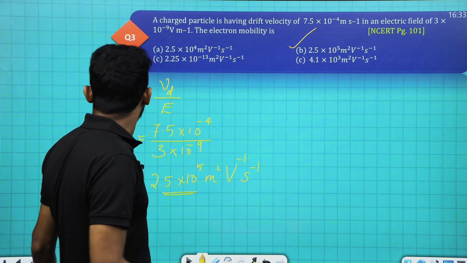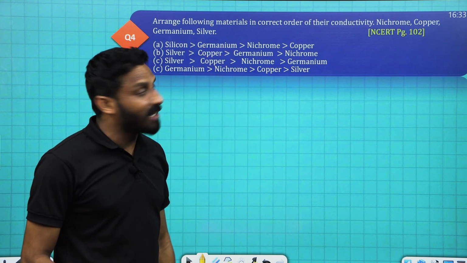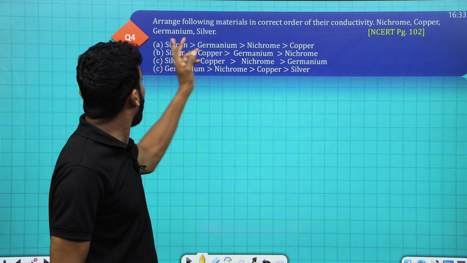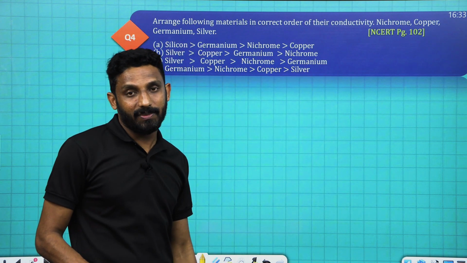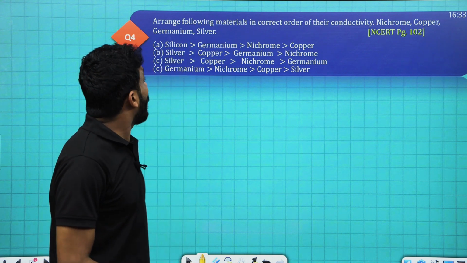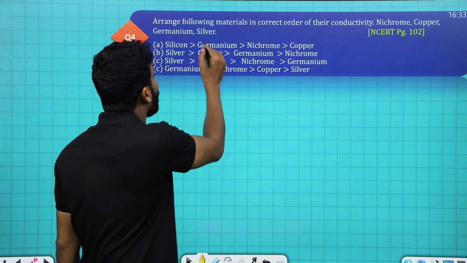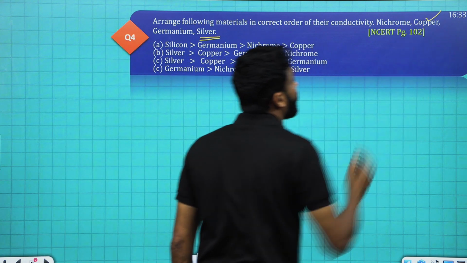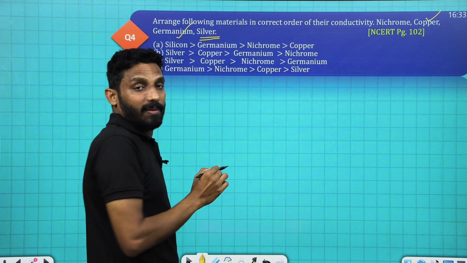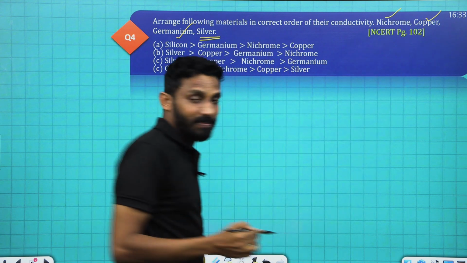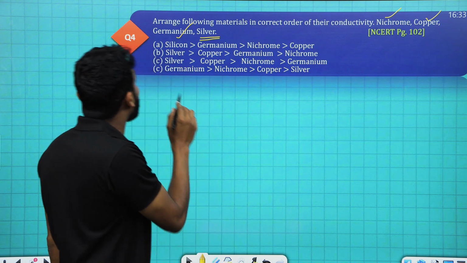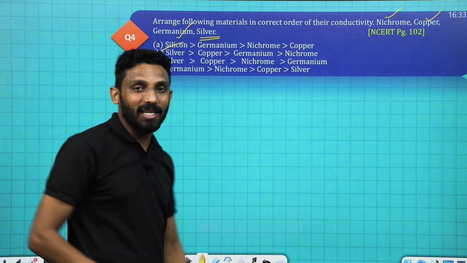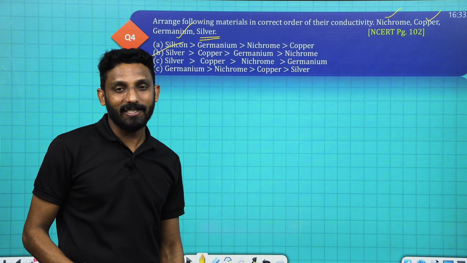The next question is, arrange the following materials in the correct order of their conductivity: nichrome, copper, germanium and silver. Out of this, the conductivity is more for silver. After it is copper. Then germanium, a semiconductor. Finally, an insulator, that is the nichrome. So the greatest conductivity is for silver, then copper, then germanium, then nichrome. This is the answer, option B. Very easy question, right?